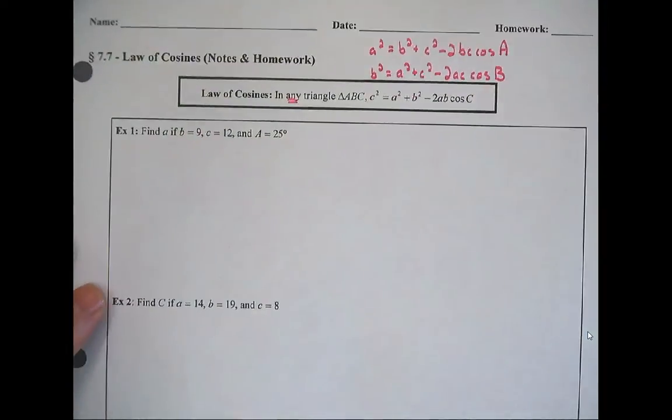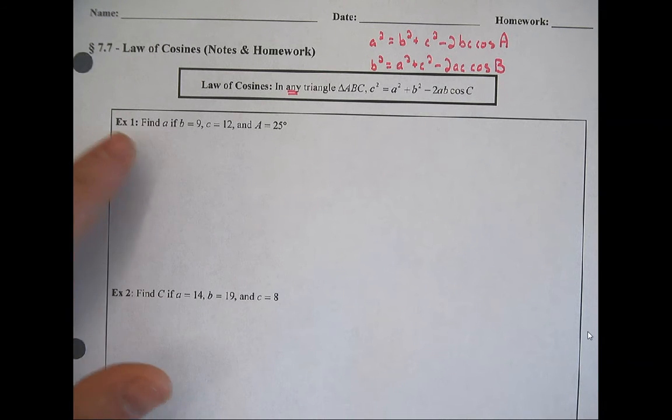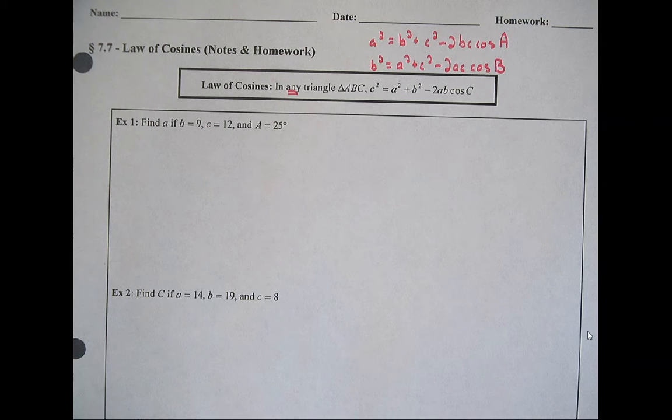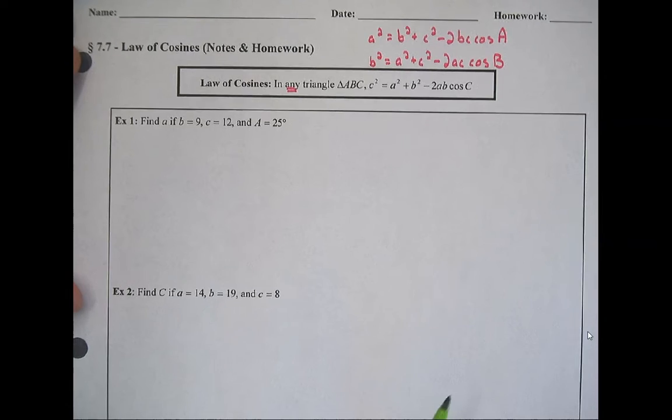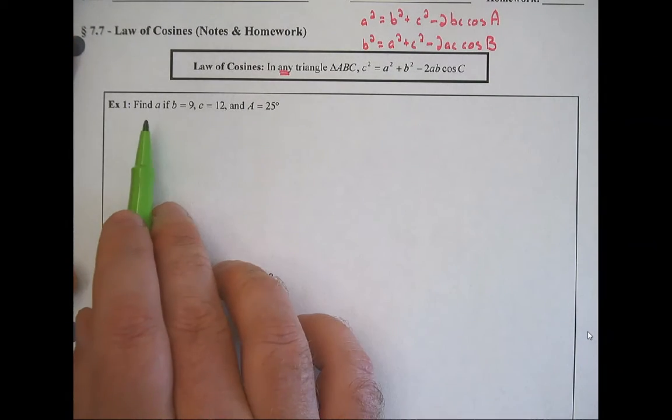Like I said, these are pretty straightforward. Notice it just says this time, find little a. If you have to solve it, you'd have to plug and chug and find all of them again, but I'm not going to do that with you. You know how to do that from our law of sines. So we're just going to find one of them.